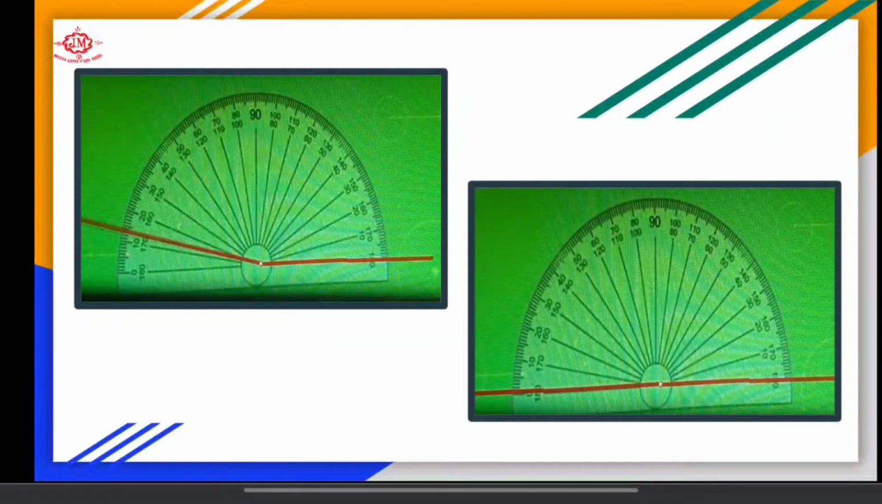Now children, you too can try to measure angles using a protractor. You can draw some angles in your rough book and try to measure them with a protractor and write which type of angle it is.